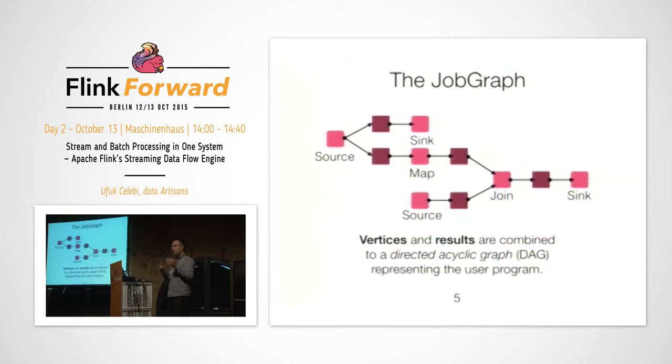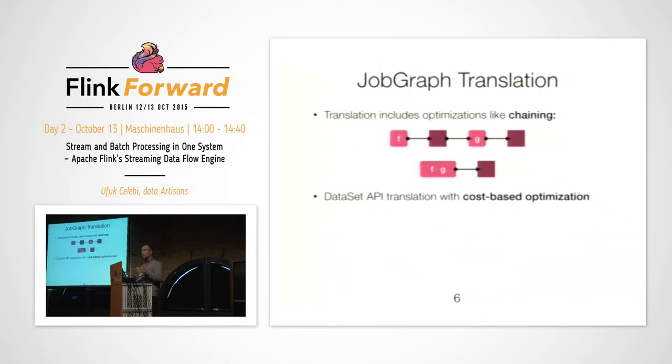And this happens behind the scenes. This is actually happening when you create the execution environment and call the execute method. This is what happens in the background, the translation here. Actually, it's not just a one-to-one translation. What already happens is that you can start optimizing. One thing that happens is called chaining. If you have, for example, a source and then a mapper, this will in most cases be chained together into just one task, which produces a single result.